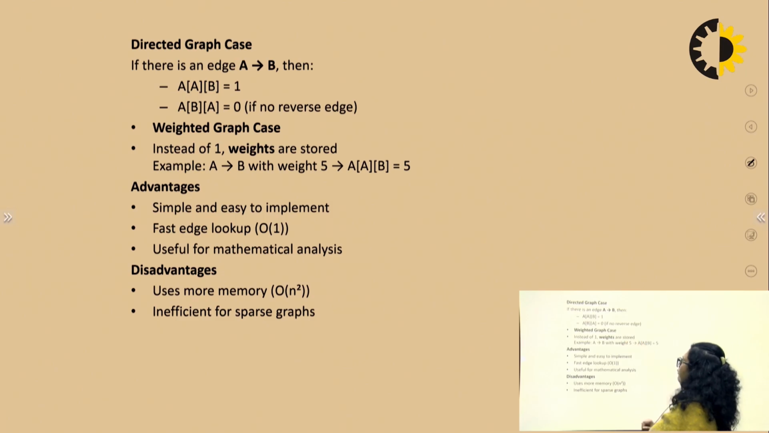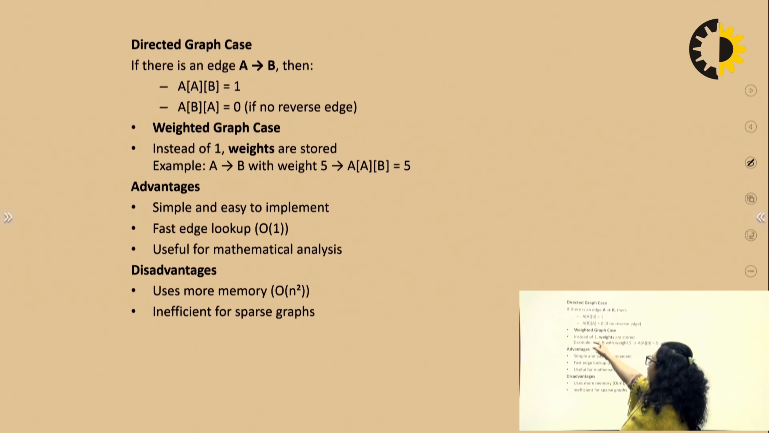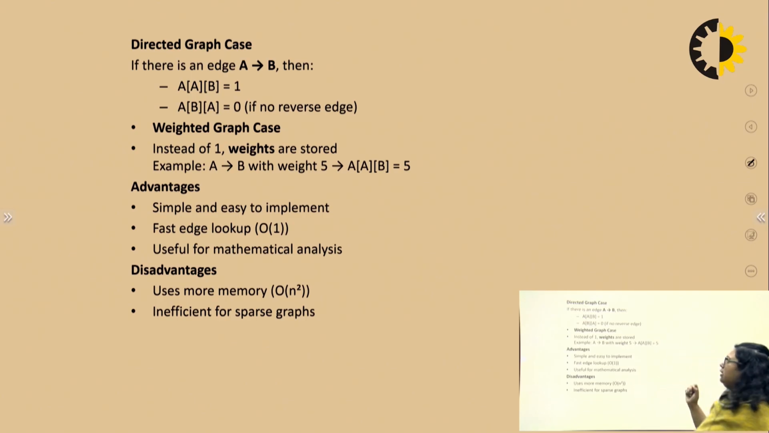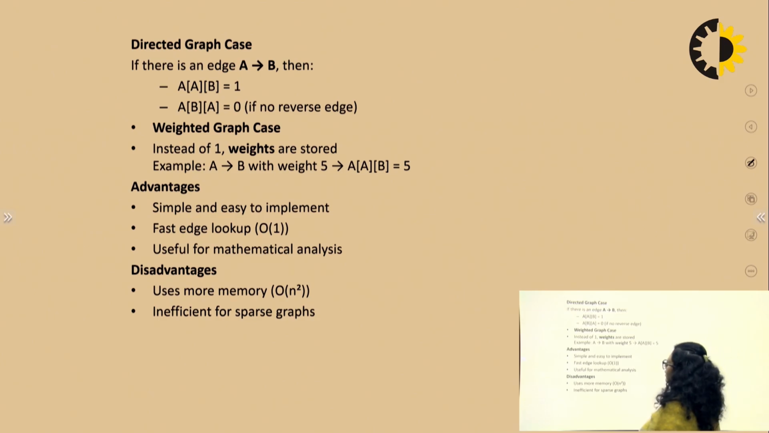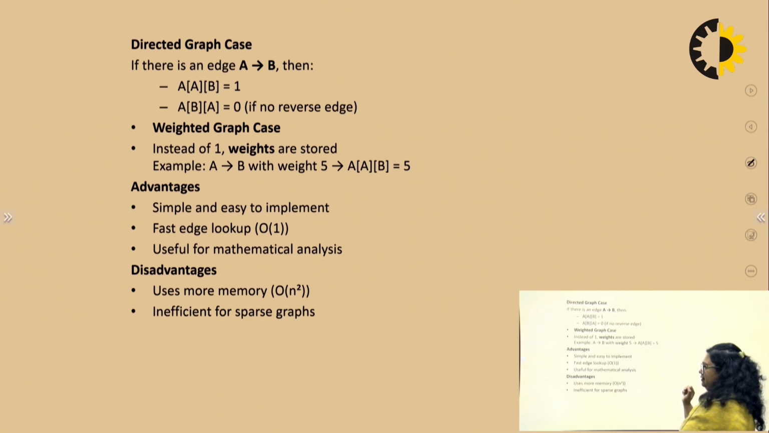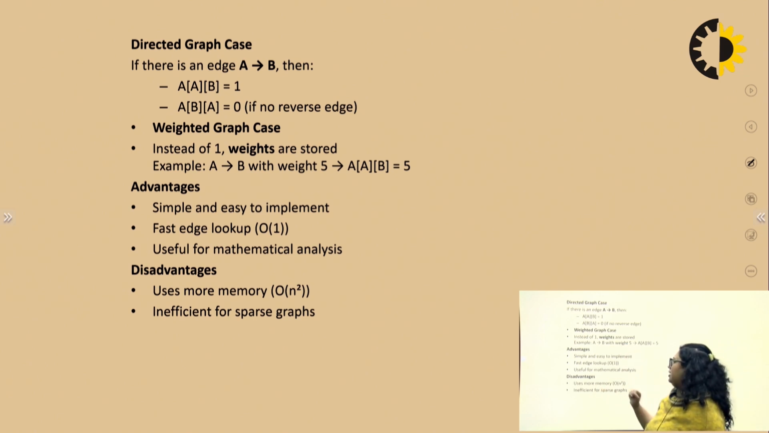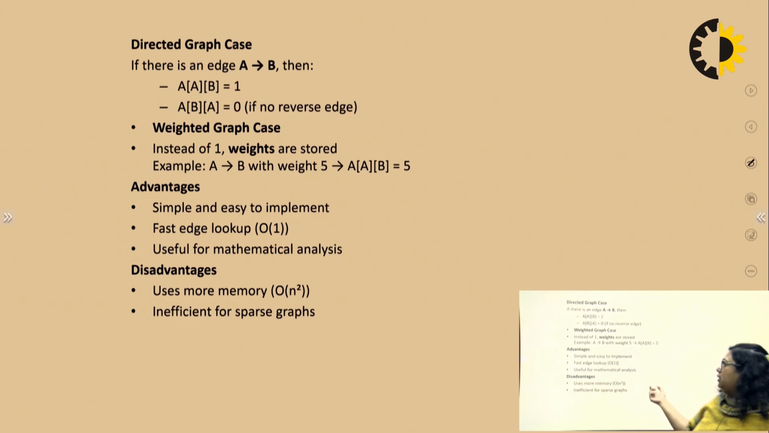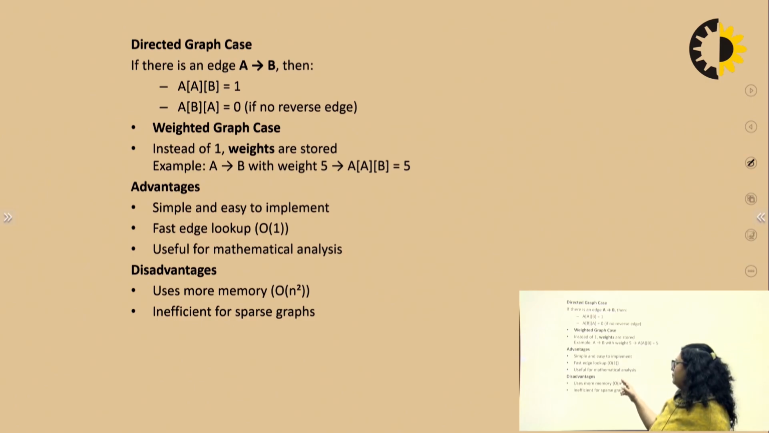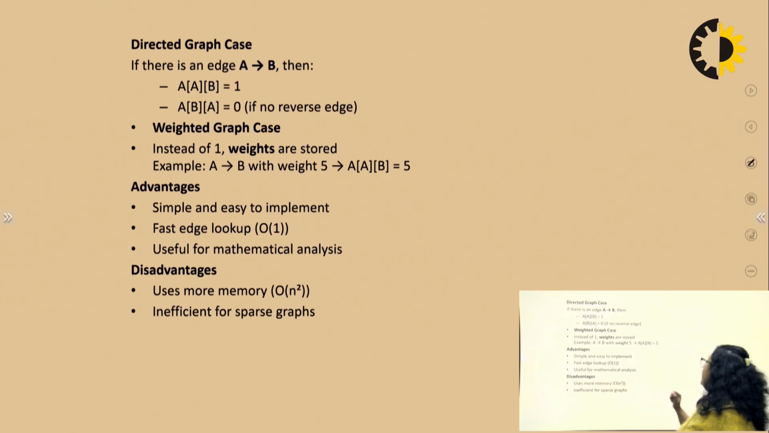Weighted graph. What is a weighted graph? If weights are attached to the edges of the graph, then we can say it is a weighted graph. If we look at the advantages of the adjacency matrix, graphs are simple and easy to implement, edge lookup is fast, and it is useful for mathematical analysis. As for disadvantages, the adjacency matrix uses more memory because the matrix size is n into n, so it comes out to be n square. So it requires more memory and it is inefficient for sparse graphs.